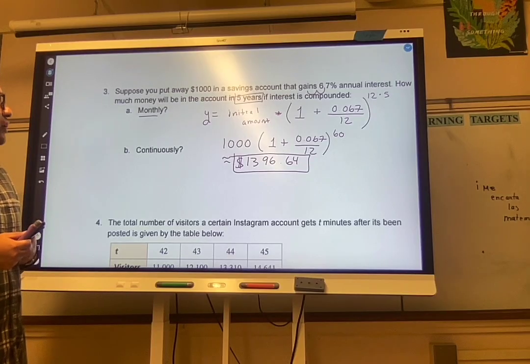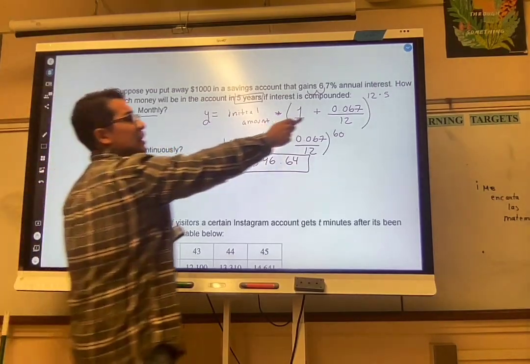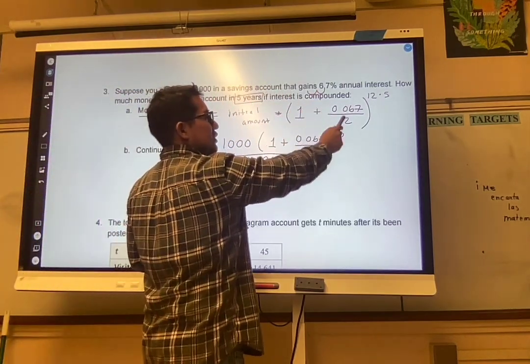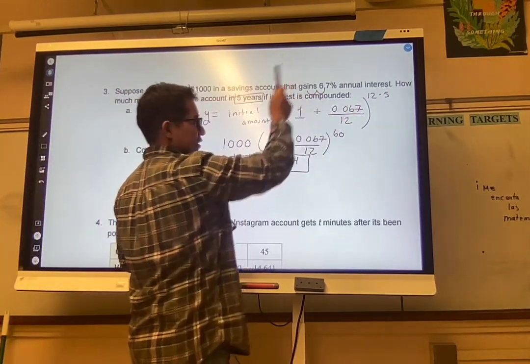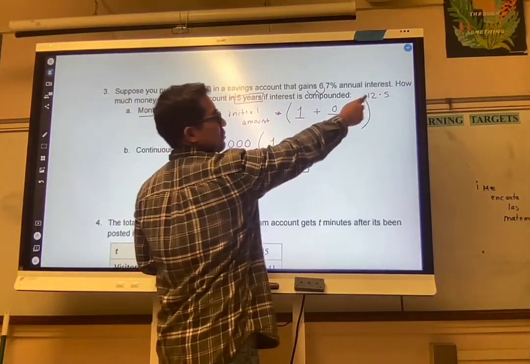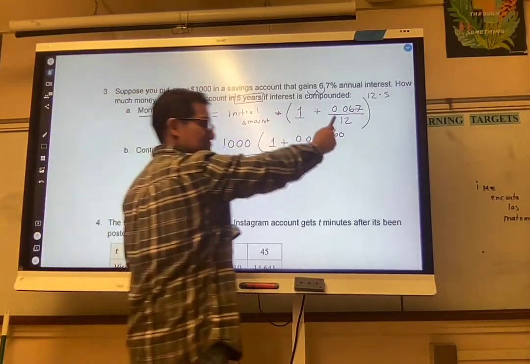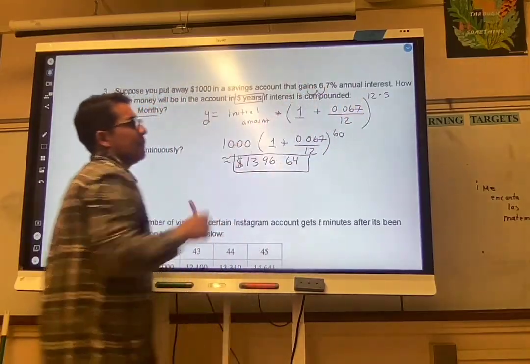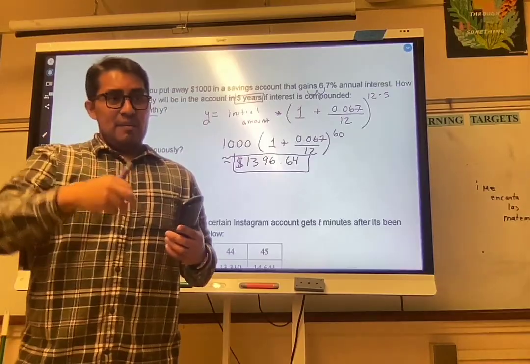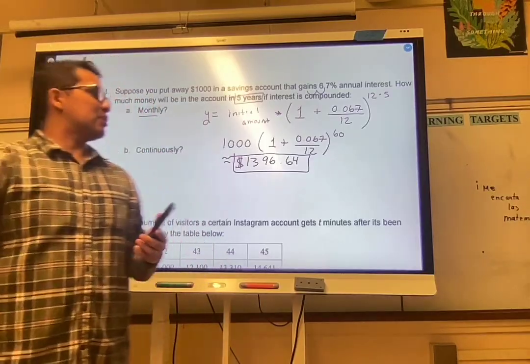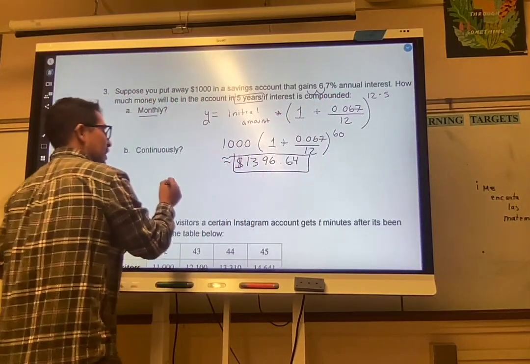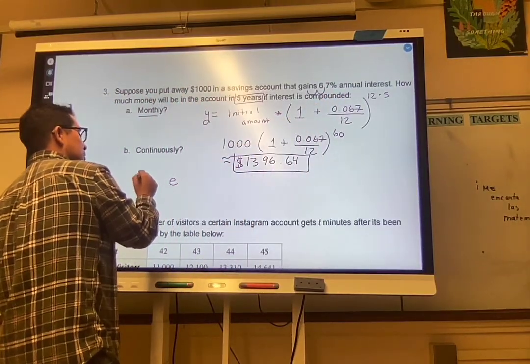For the continuous situation, right, we don't use this formula anymore. The idea behind continuous is if I get paid out this annual interest by the month, I divide by 12. If it's paid out by the week, I would divide by 52 and then put a 52 up there. And if it was by the day, it would be divided by 365 and a 365 up there. So what happens if I get interest paid out not by the day, but not even by the second, like every moment possible? Then this entire expression just takes on the value of E, like this.